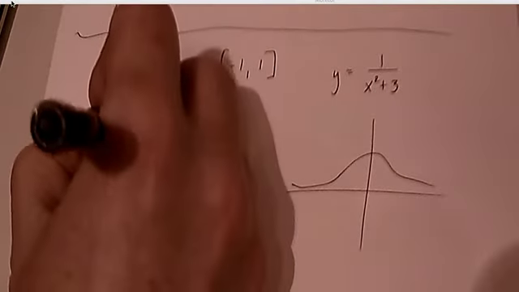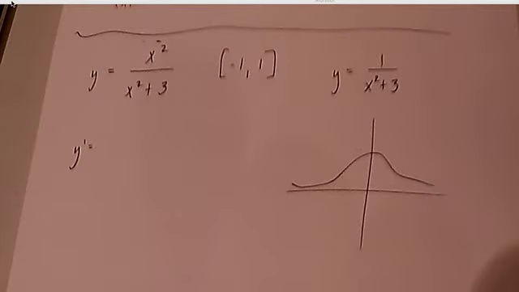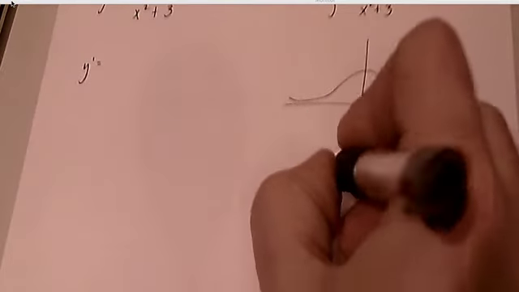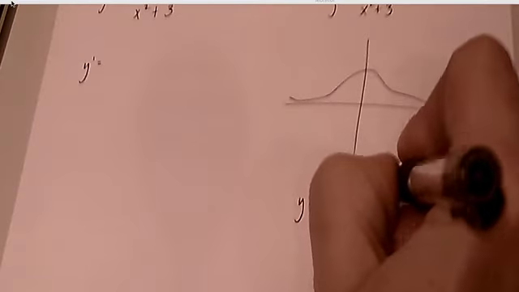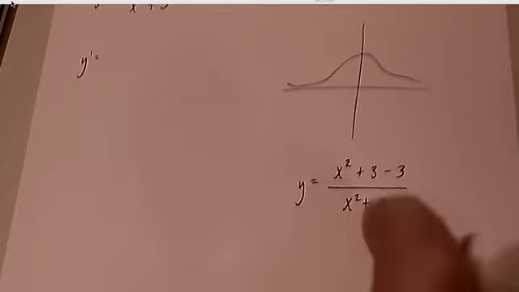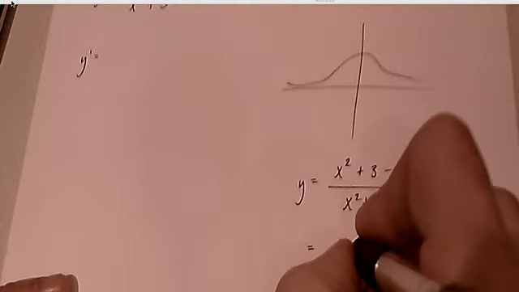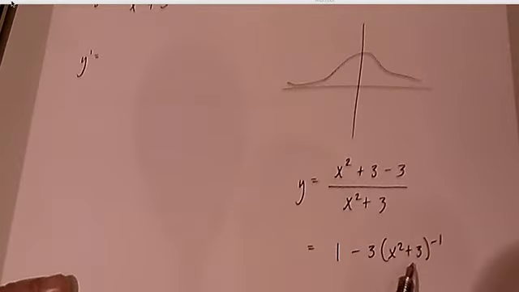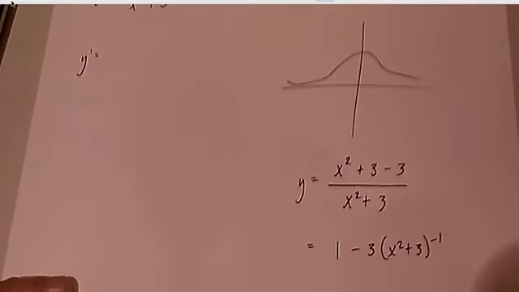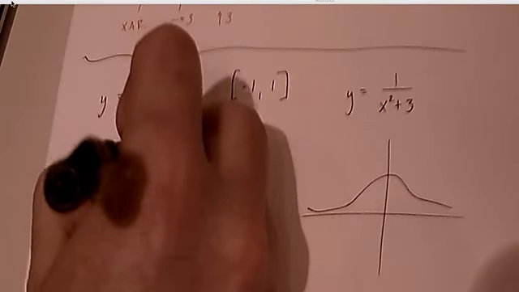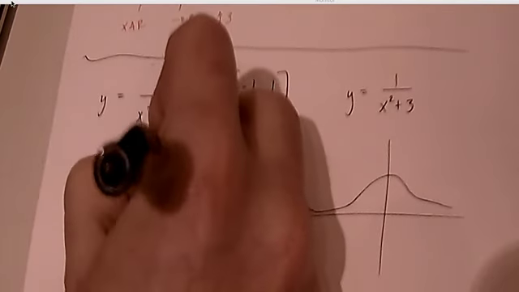So let's go ahead and take the derivative. Now, I could change that function into x squared plus 3 minus 3, and then of course that winds up being 1 minus 3 times (x squared plus 3) to the -1. So I could take the derivative by the chain rule from here, but this is really not that difficult in terms of the quotient rule, and everybody needs practice with the quotient rule anyway. So let's go ahead and do that.